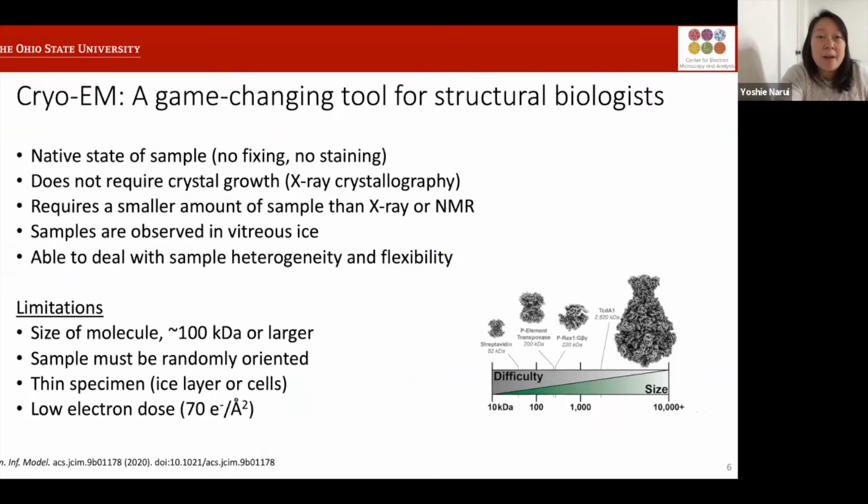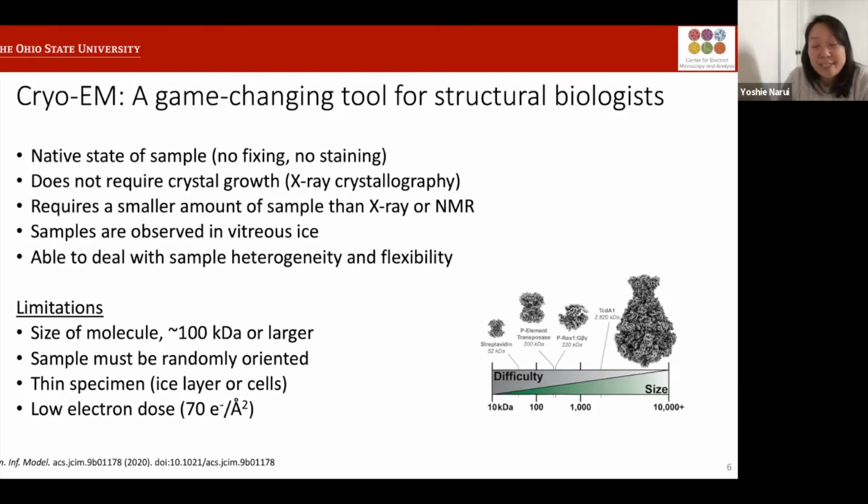Okay, so why is this method so important? Cryo-EM was definitely a game-changing tool for structural biologists for several reasons. First of all, you can look at your sample in its native state, which means there's no fixing and no staining required. You don't have to grow crystals like you do for X-ray crystallography. In addition, it requires much less sample. We're talking microgram quantities versus the milligram quantities you would need for X-ray or NMR. The samples themselves are essentially entombed in ice.